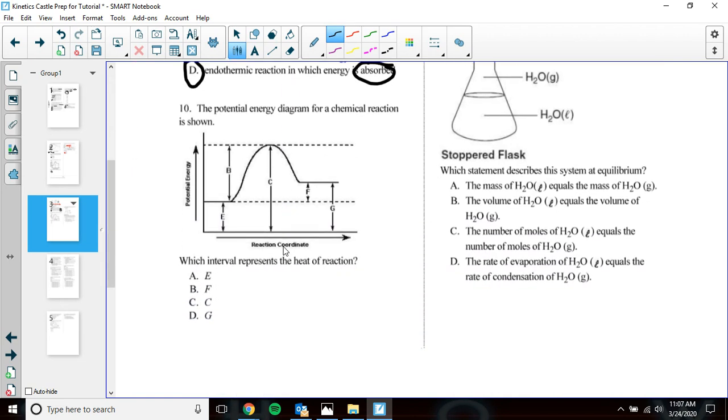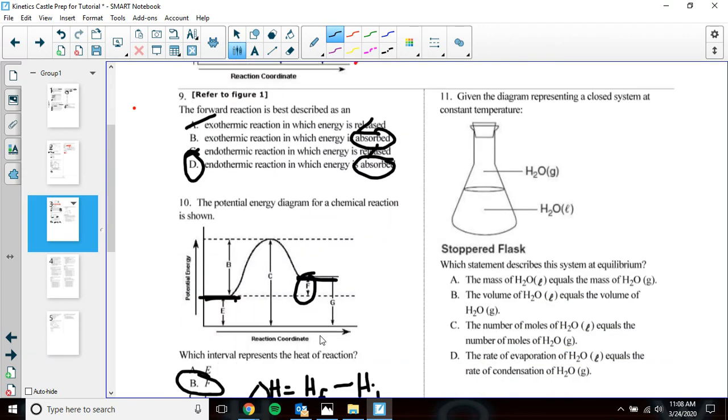Definition of endothermic. Which interval represents heat of reaction? Heat of reaction is delta H, and it's the final potential energy minus the initial potential energy. So I'm just going to call it H for now. You could call it potential energy initial or final, but that is this number minus this number, which means which one has the arrows starting and stopping at just those 2 points. That's going to be F.